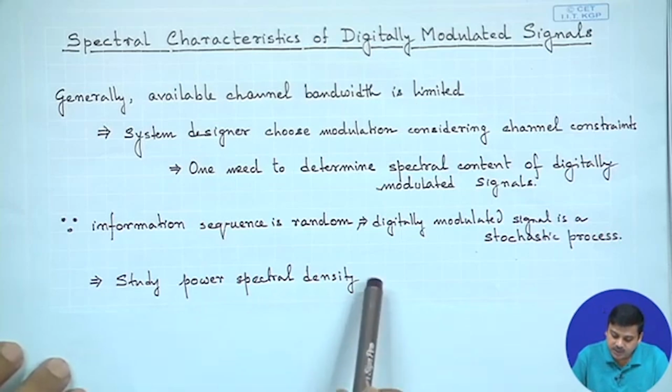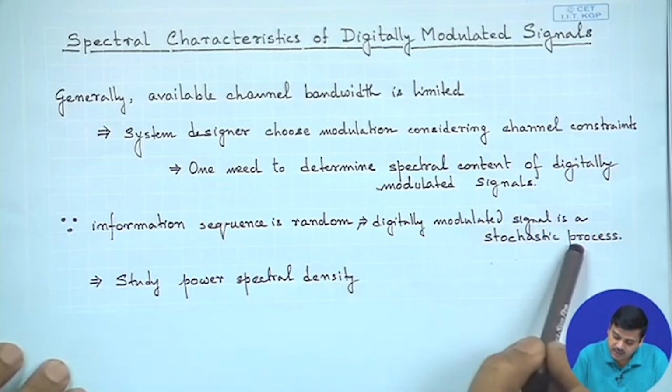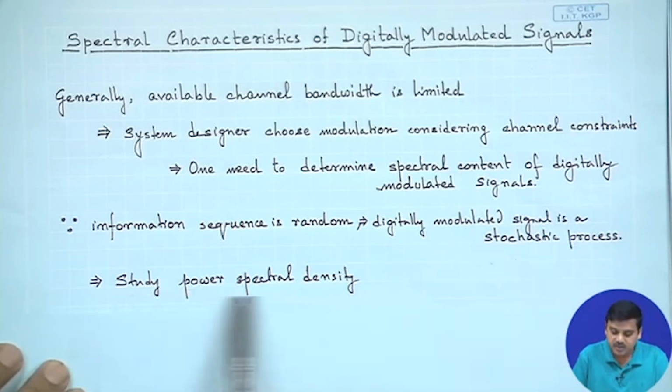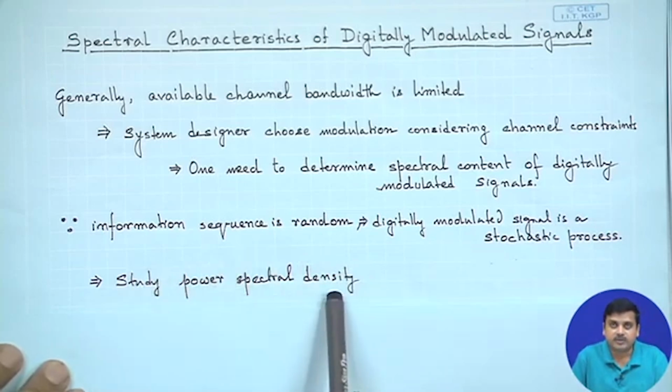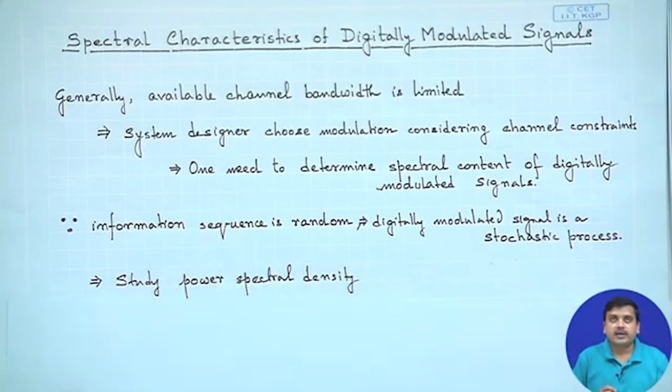So, now since we have this stochastic process, to study spectral characteristics you generally look at the power spectral density, right. And again a reminder, so that things become easier as we do this particular discussion: we did study the spectral properties of a narrowband stochastic process in one of the earlier lectures.